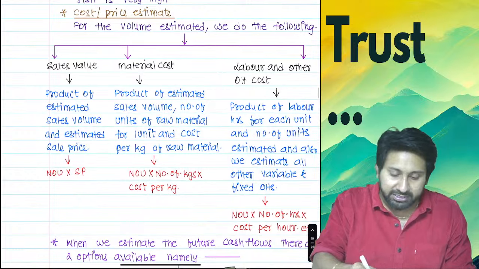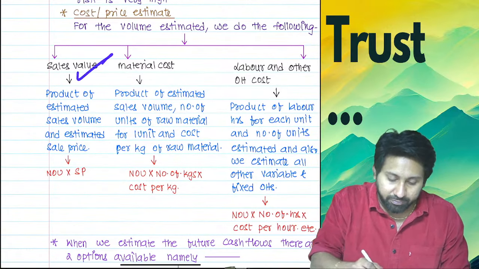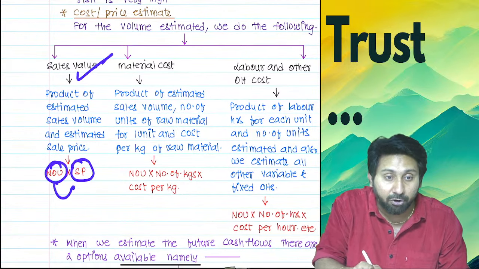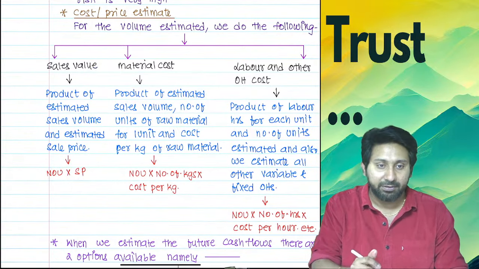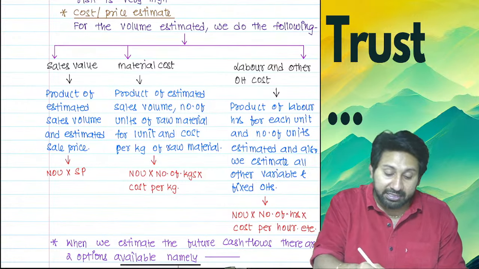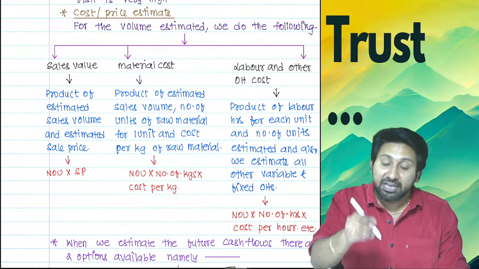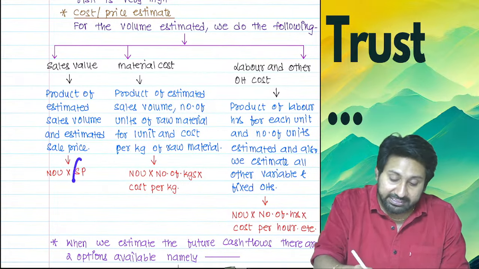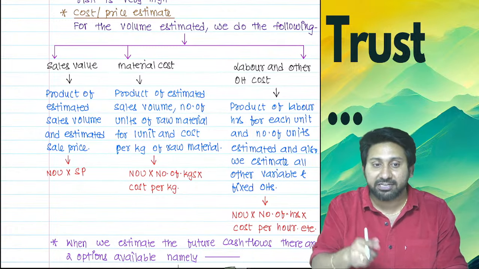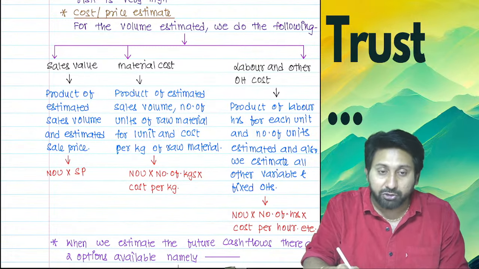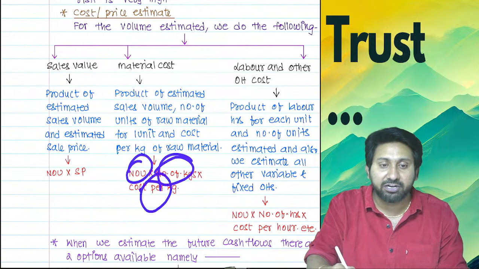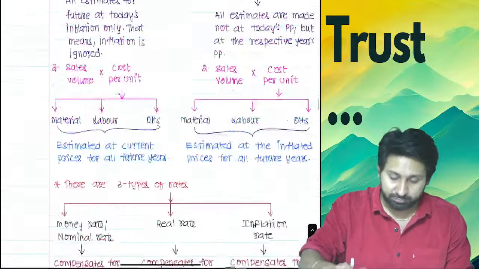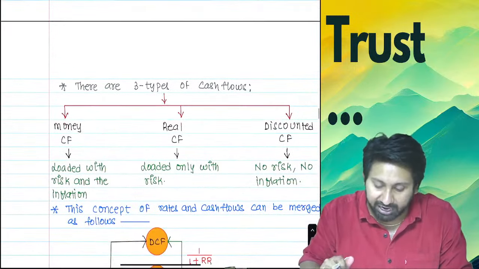So sales value: the number of units sold is projected, risky. Sale price is subjected to inflation. Both put together, risk and inflation are involved. The number of units sold, we will estimate something. This is project risk. Maybe we can sell, maybe we can't sell. Sale price per unit is subjected to inflation. Same with cost. This year, I can purchase a number of units at a particular cost. Next year, cost may increase. Therefore, we will take everything at inflation.